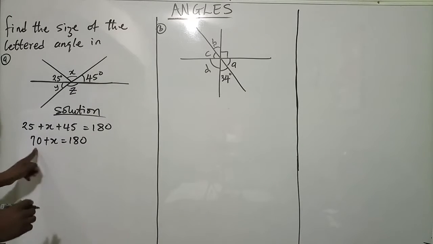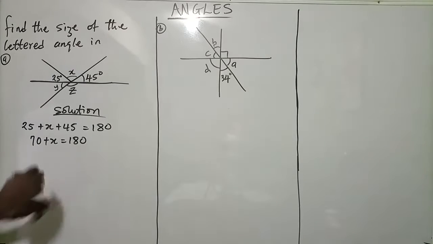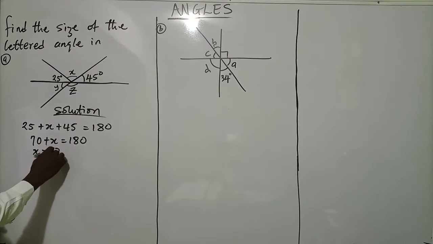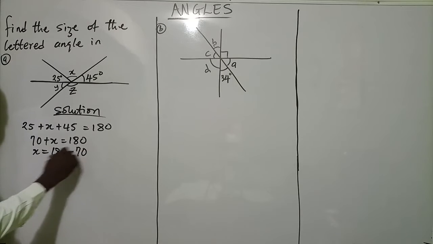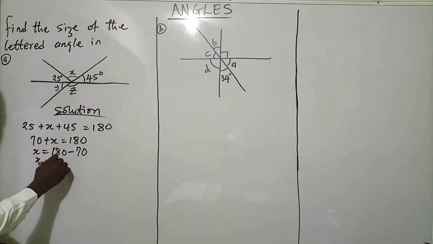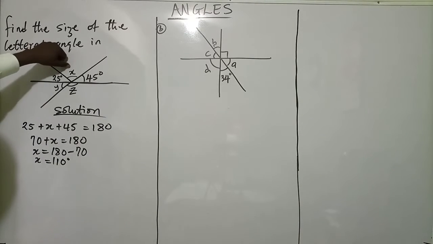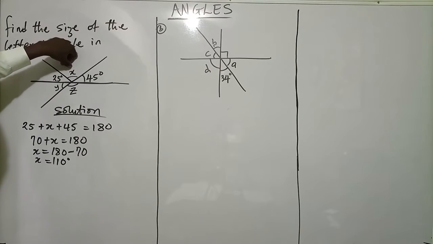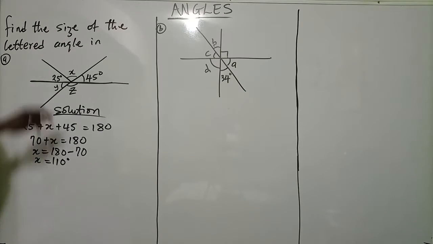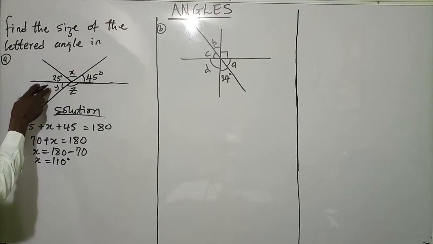So what do I do here? I will collect like terms. So x is equal to 180 minus 70. So x equals 180 minus 70. This equals 110 degrees. That means that x is 110 degrees.